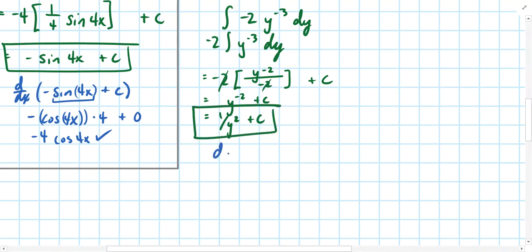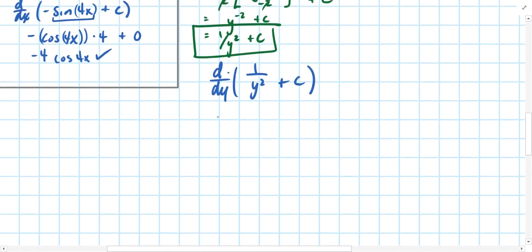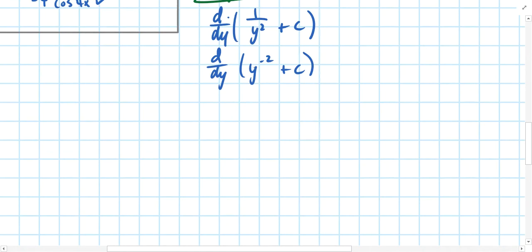We can check our work by finding the derivative with respect to y of 1 over y squared. Can't forget about that c value. I'm guilty of it too. So 1 over y squared plus c. This would be the same as d over dy of y to the negative second power plus c. That might be more helpful.